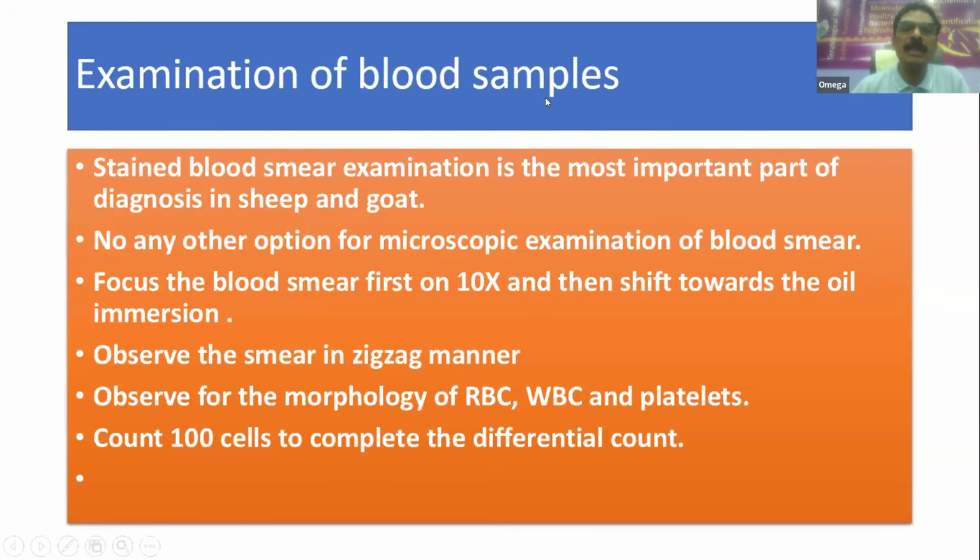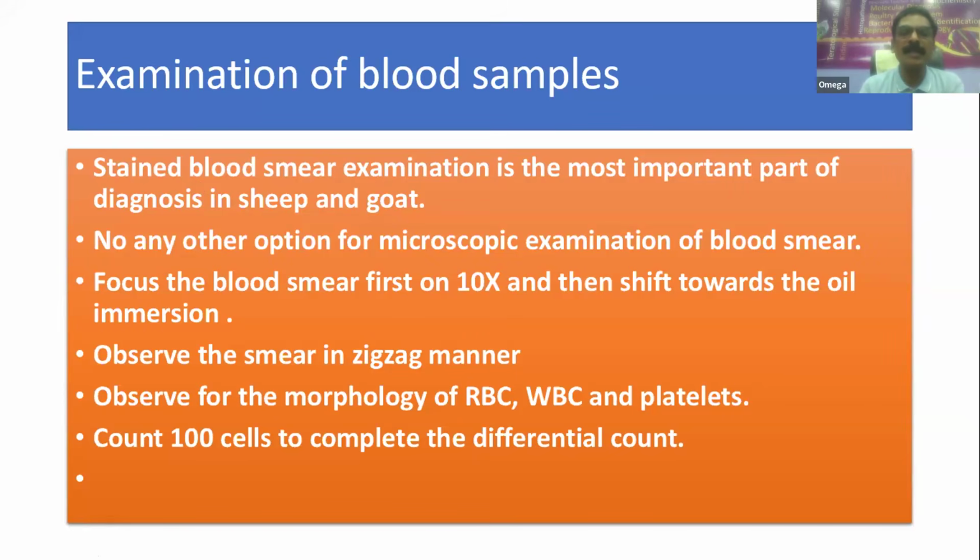So, examination of blood smear samples. Stained blood smear examination is the most important part of the diagnosis in sheep and goat. There are no other options for microscopic examination. Many times, though so many machines are available, there is no alternative for the identification of some of the abnormalities and the changes in the blood smears. So we have to go and observe the smears. That is the only way.